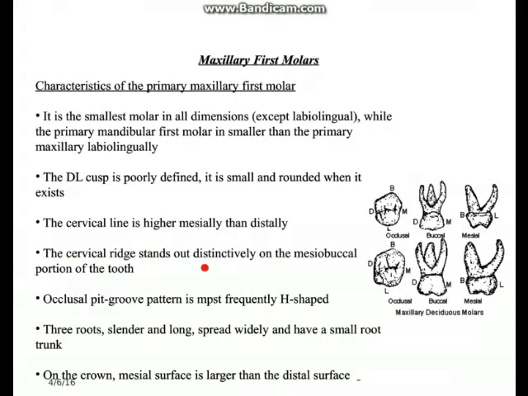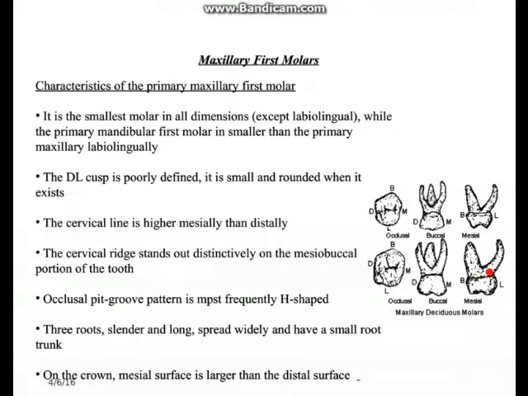The cervical ridge stands out distinctively on the mesiobuccal portion of the tooth. This is also another thing important to remember. So when you're restoring the tooth, whatever you're doing to the tooth, you need to keep that in mind, okay? Occlusal pit groove pattern is most frequently H-shaped. Sorry, that's a typo. It's H-shaped, okay? So you can see it over here in the picture. It's an H.